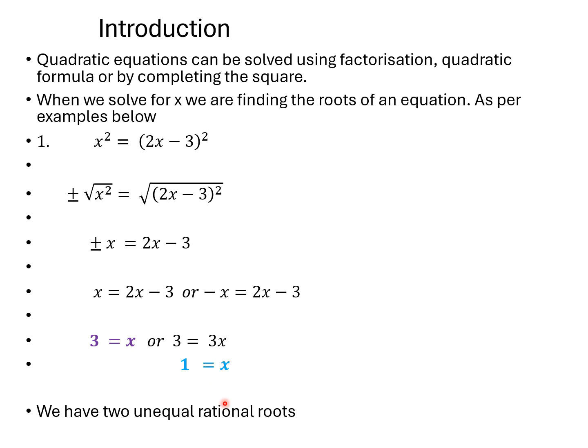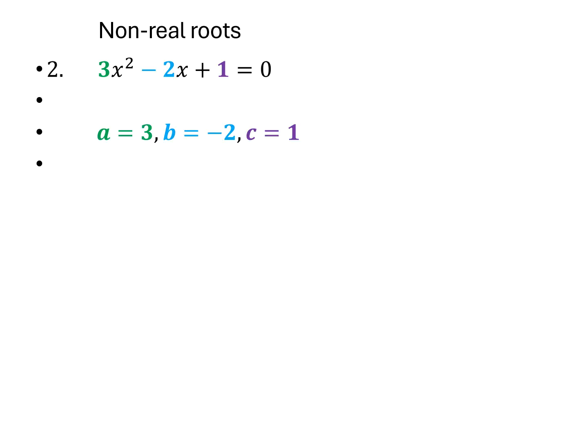As you can see, we have two roots. They are not the same, therefore they are called unequal. And 3 and 1 are both rational numbers, so we say we have two unequal rational roots. There I found the roots of that equation. Let's look at the next problem.